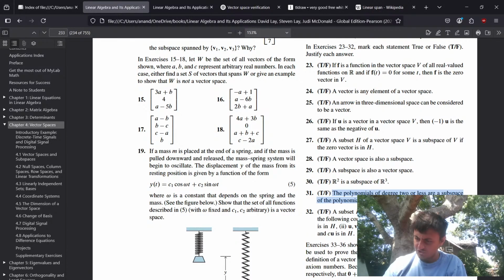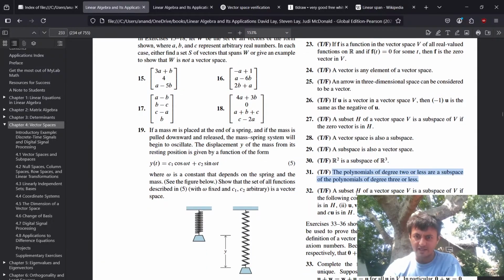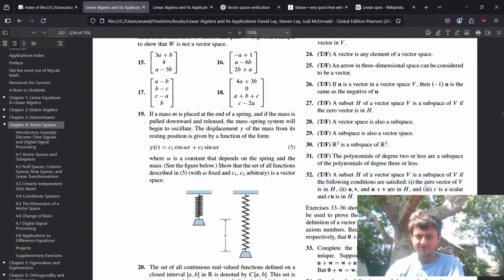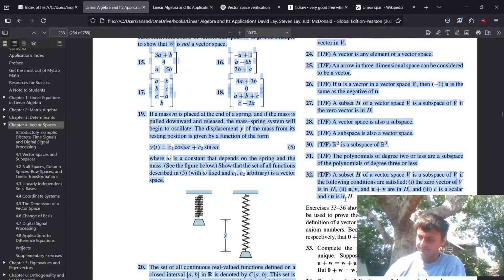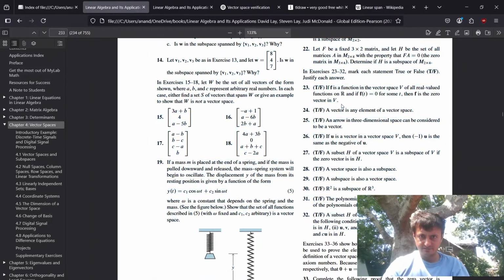Yep, that's true. 32. A subset H of a vector space V is a subspace of V if it contains 0, is closed under plus, and closed under scalar multiplication. Okay, that's true. All right, so let's just copy those and make sure that we got them all right.